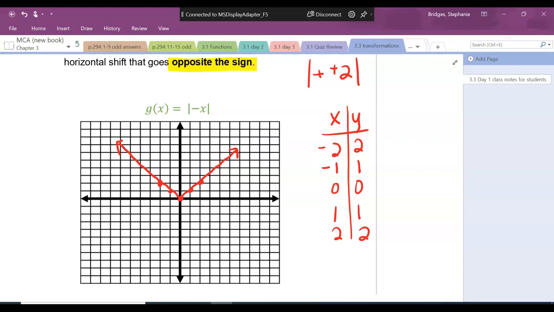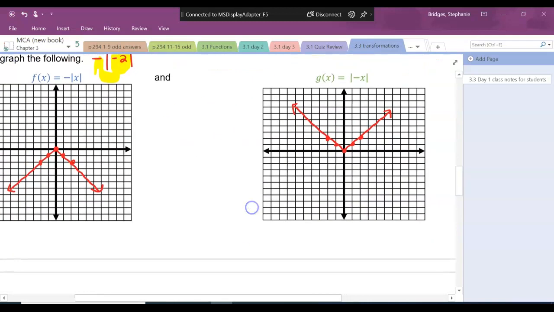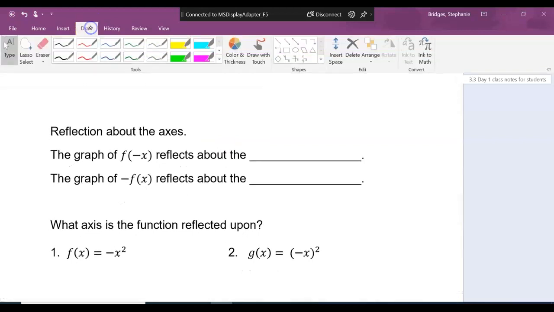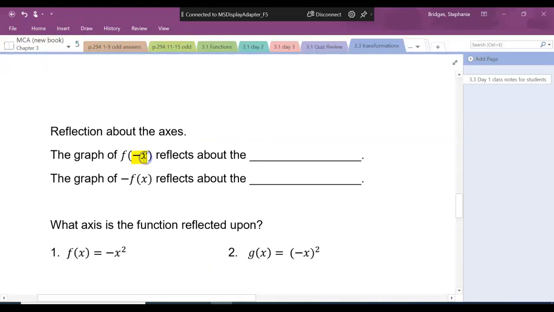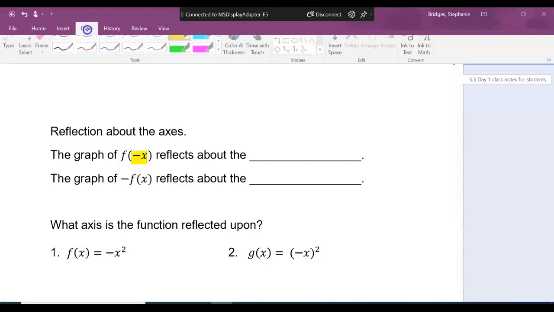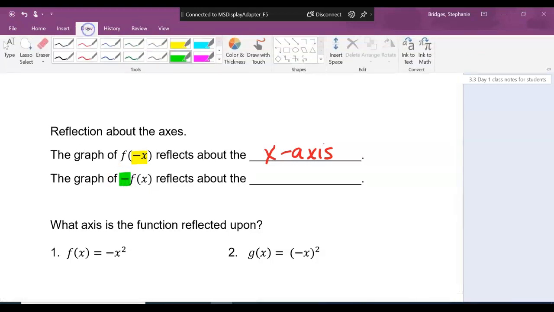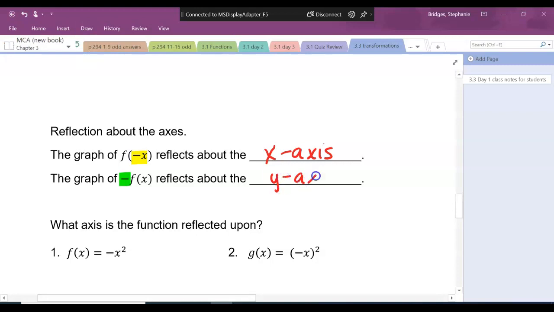So flip that over at the top. We're going to write all this stuff down that we just talked about. Again, if the negative is outside of my function, then it is going to reflect it about the x-axis. And again, that just looks like it's been flipped upside down. Your notes are on your desk. And then if the negative is on the inside of the function, in front of the entire function, that's when it reflects about the y-axis.